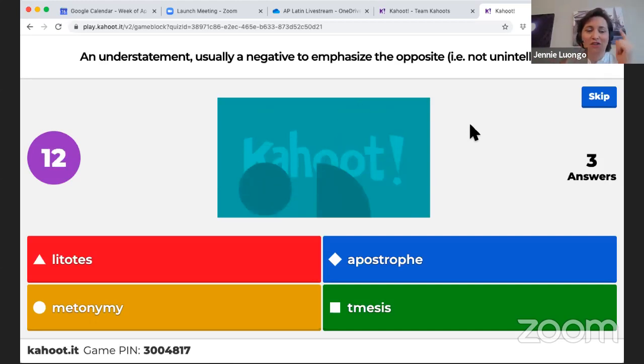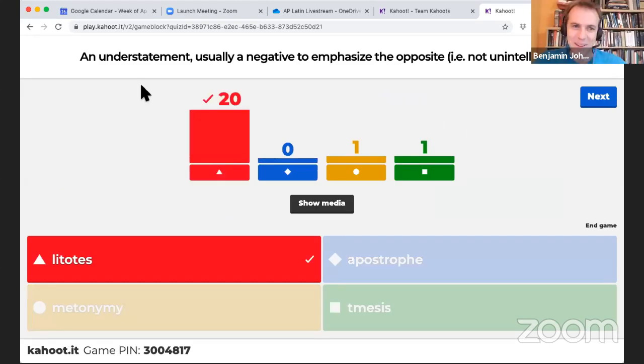I do want to give credit. This Kahoot was started by a teacher who lives in the same city that I live in, Alan Abbey at Westlake High School. And we used his definitions and examples to create both of the Kahoots we're going to try to do today.